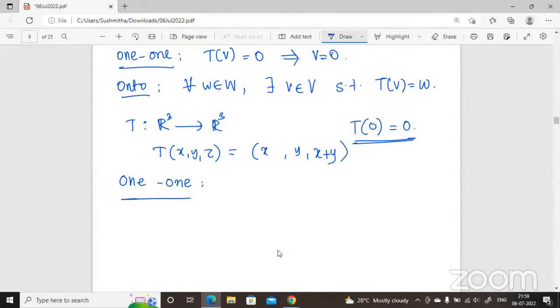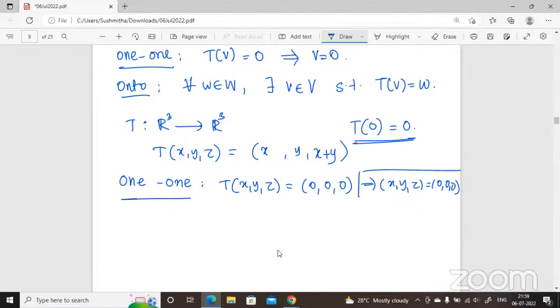How do we check that? We have to do this: T of x, y, z equal to 0, 0, 0 implies x, y, z is equal to 0, 0, 0. This is what I want to prove. Let's start here. What is T of x, y, z? x, y, x plus y. What does this say? x is equal to 0, y equal to 0.